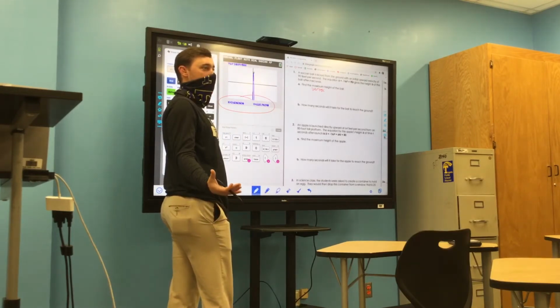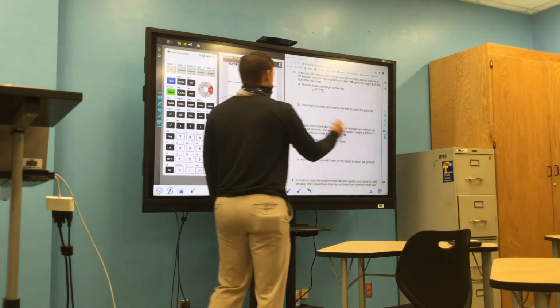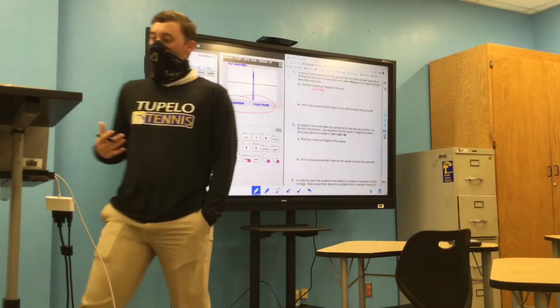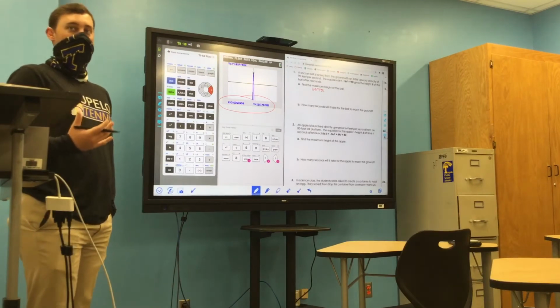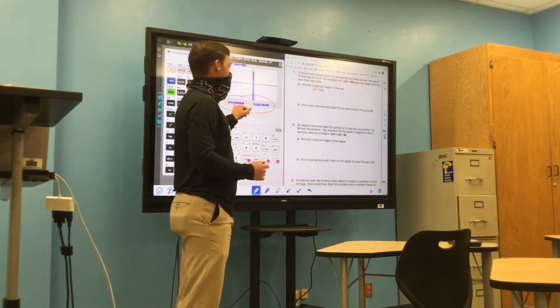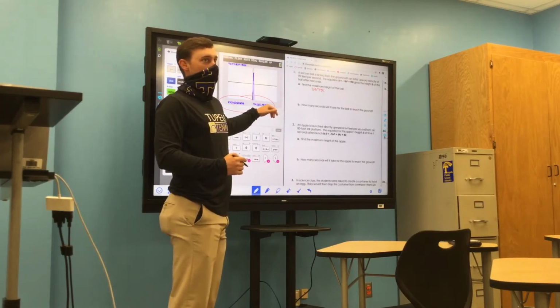Y'all got it on yours. It might be a little bit different, but that's going to be what it's close to. So that's what you got to put on A, right? When it talks about the maximum, we're trying to figure out what is the max height. Okay, is height represented by X or Y?